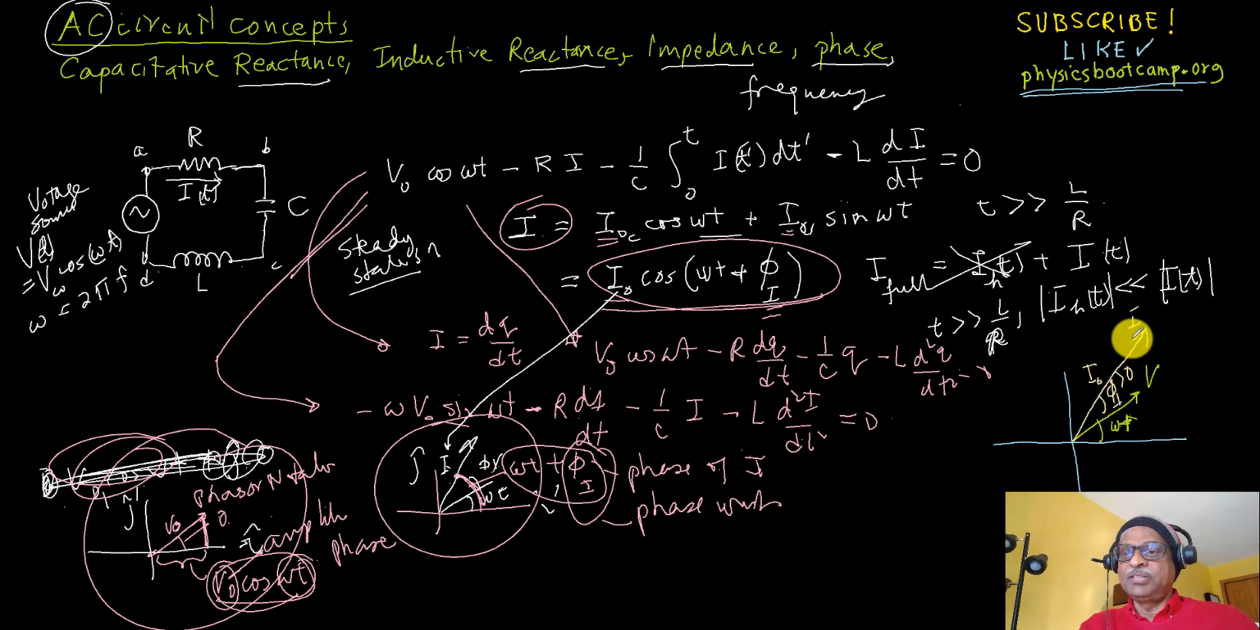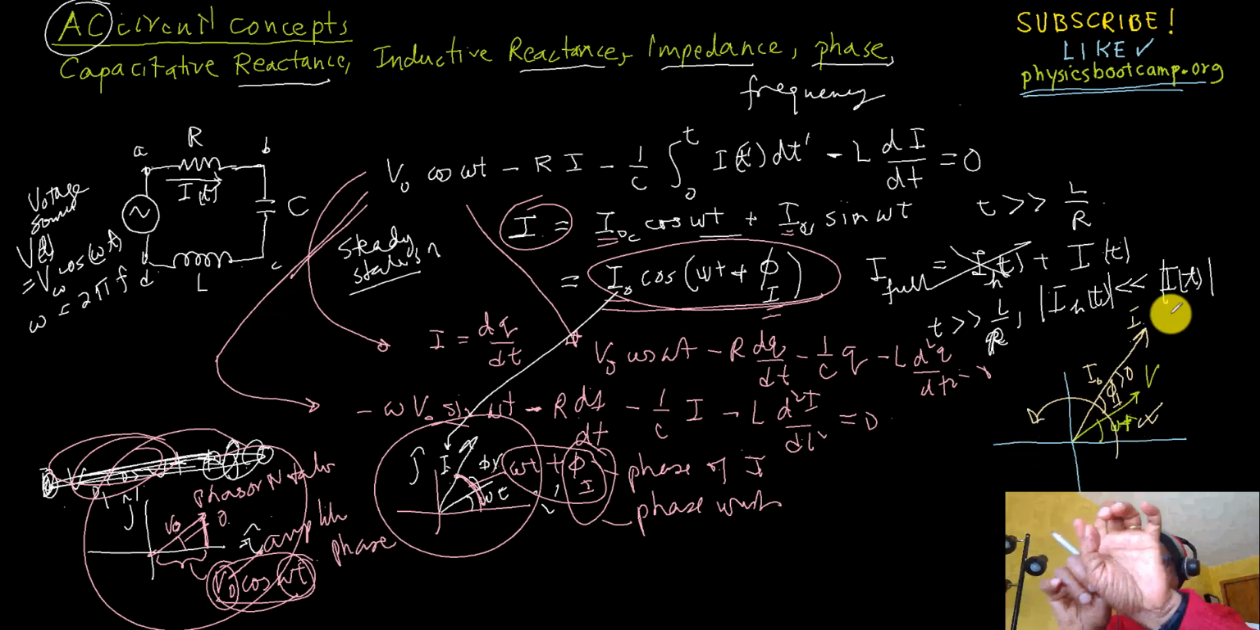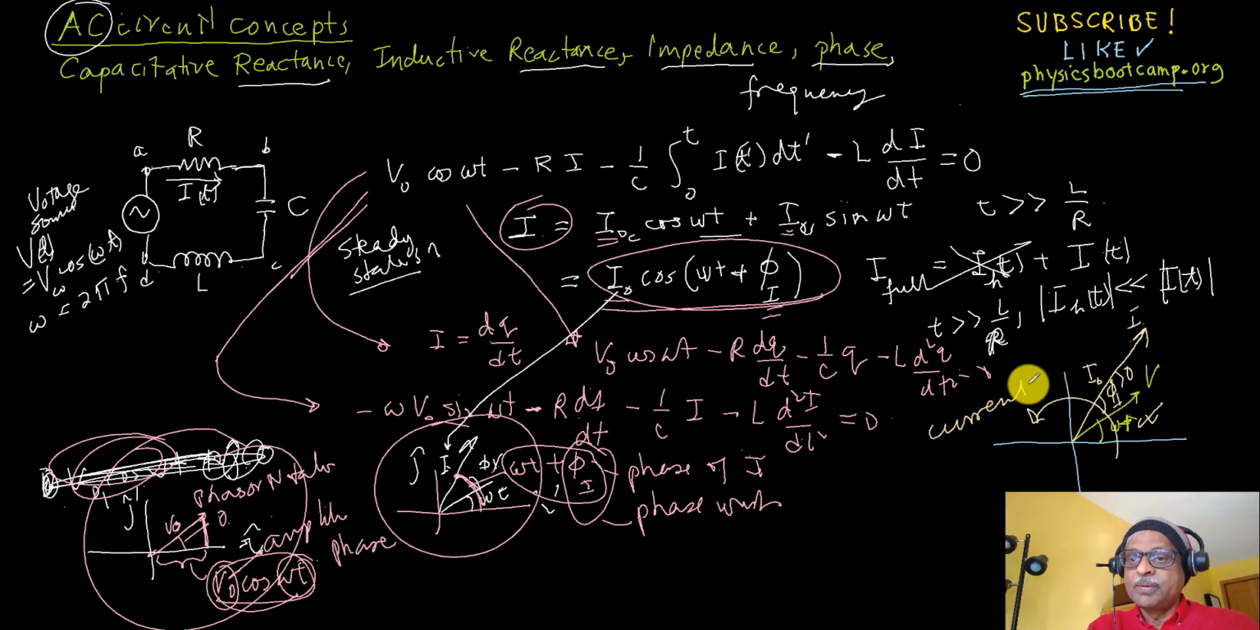With time, this angle is increasing, so both of them are rotating. These vectors will be rotating with time because omega t will be increasing, right? And phi I remains constant. So their relationship remains the same, but they can rotate. And so this current is leading the voltage. So we say current leads voltage in this situation.